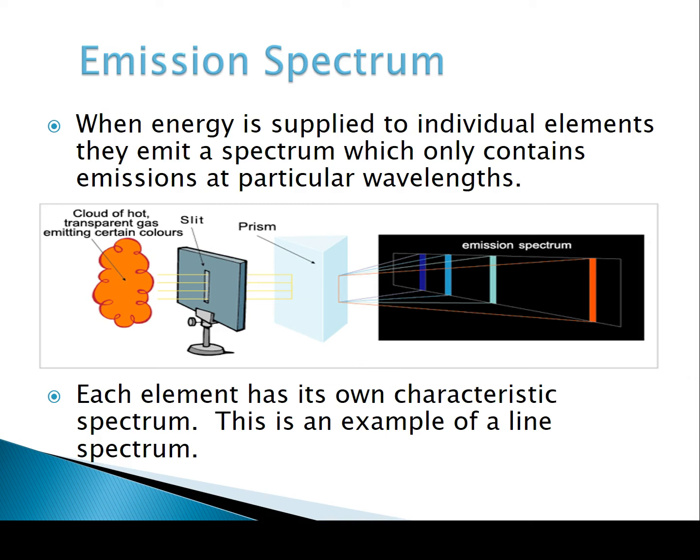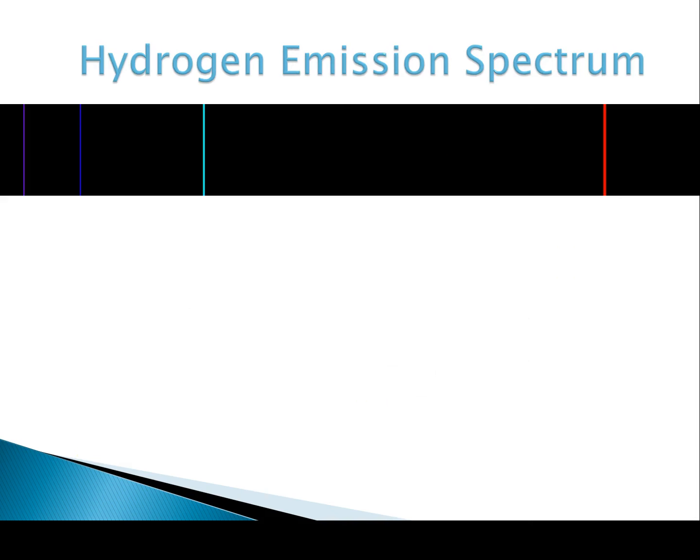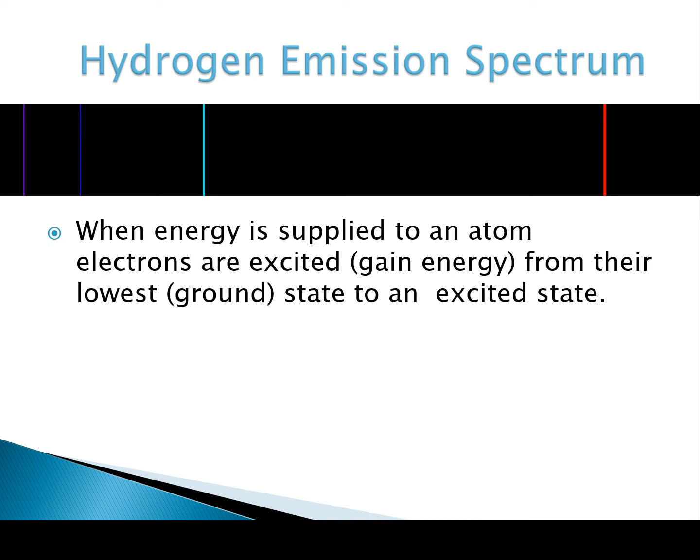Now, the emission spectrum is a little bit different. When energy is supplied to an individual element, it will emit a spectrum which will only contain emissions at particular wavelengths. That means that what you will see is a mostly black background with individual lines of color. Now, each element has its own characteristic spectrum, so by looking at an emission spectrum for an element, we can compare it to the known spectra and determine what the element is. So there's a spectrum for hydrogen.